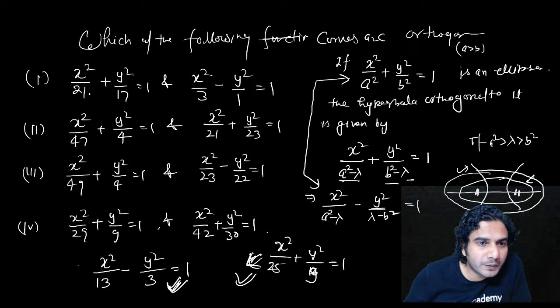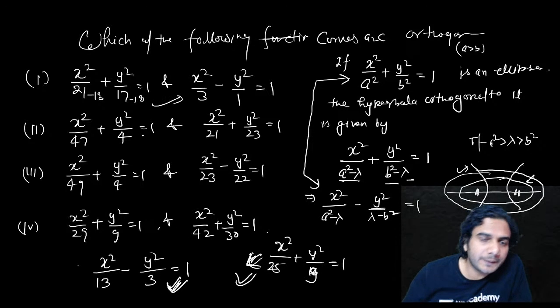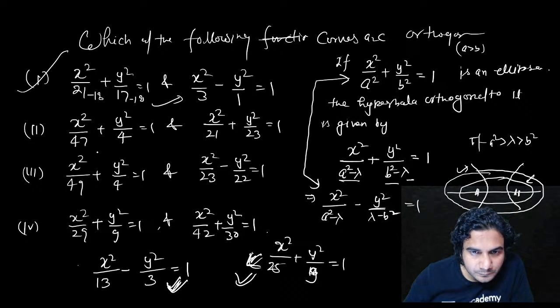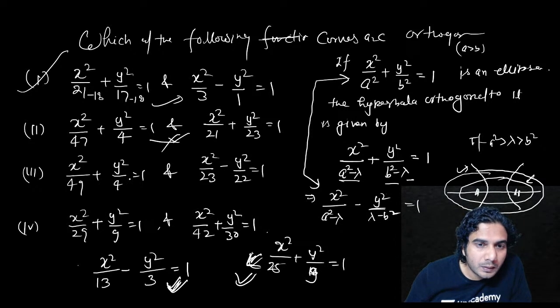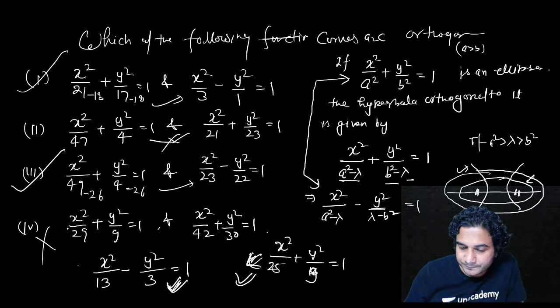So in this, if you subtract minus 18 and minus 18, you will get this, right? So this is the correct option. In the second, both are ellipses, so they won't cut each other, okay? In the third, 49 and 23, how much have you subtracted? You have subtracted 26. If you subtract 26 from both, you'll get this. This is also correct. And the fourth again has two ellipses. This is the answer, okay?